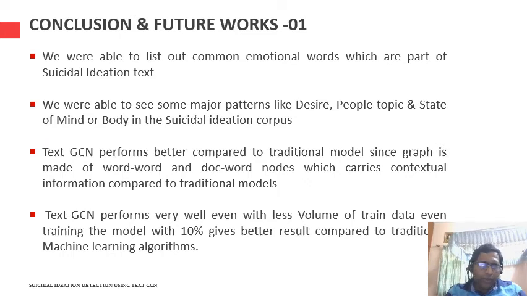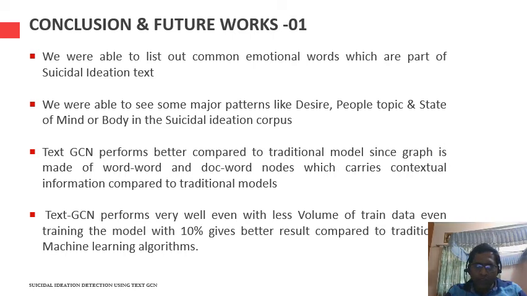As the last part of our PPT, we would like to list out the conclusions which we made running through the experiment using TextGCN. We were able to list out all common emotional words which are part of suicidal ideation text. We were able to see major patterns and topics revolving around people, state of mind or body in the suicidal ideation corpus.